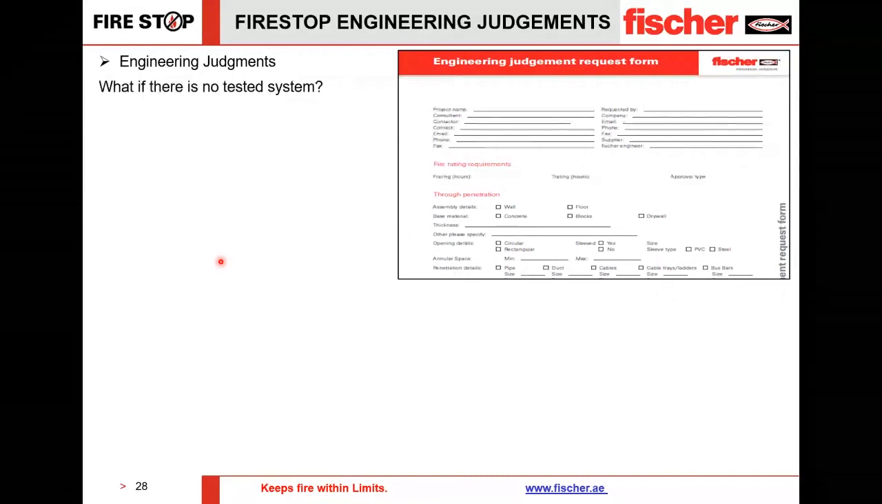Also known as EJ, engineering judgments are based on the guidelines set out by the IFC, International FIRESTOP Council, and in-house experience and extensive internal tests by Fischer. The engineering judgment issued by the manufacturer is acceptable within the UAE Fire and Life Safety Code. And it's really important to mention that EJs cannot be issued in lieu of tested systems. EJs are always issued only for specific projects and specific applications.